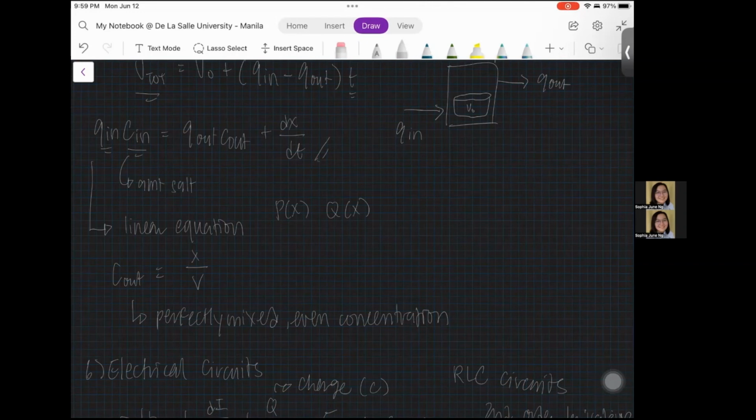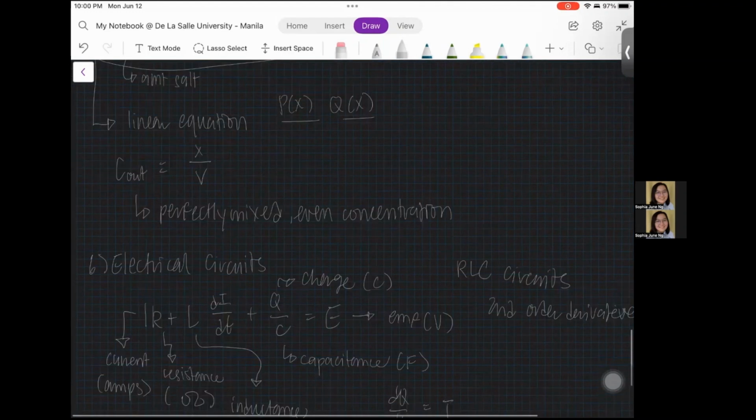This does turn out to be a linear equation, but it is dependent on your problem. So your p of x and q of x, and so on and so forth. I will discuss it more given the examples.